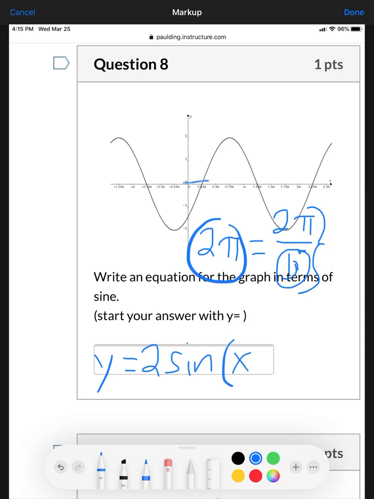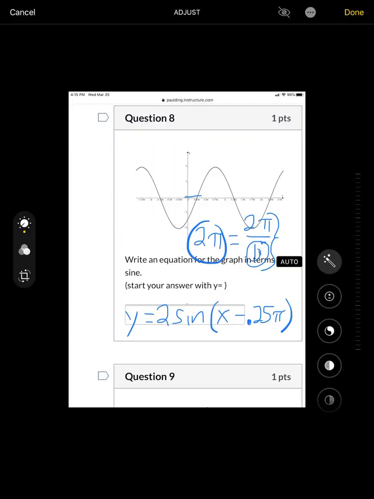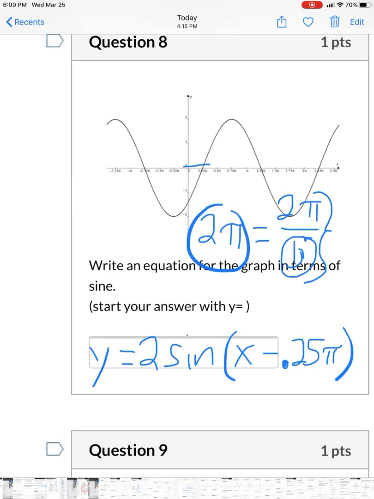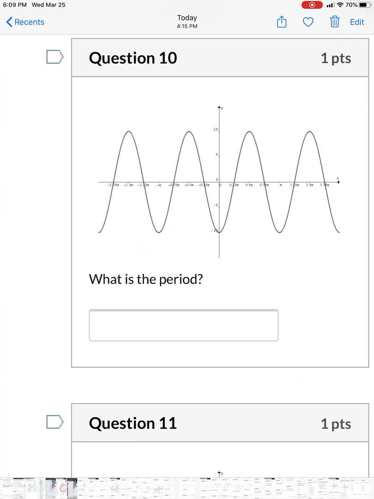The phase shift moved over to the right. So you got those parentheses, it's going to be the opposite signs. And that would be 0.25 pi. So there's your equation for that one. And if you think you got enough to answer the rest of the questions, I mean, go for it. Question 10, what's the period?